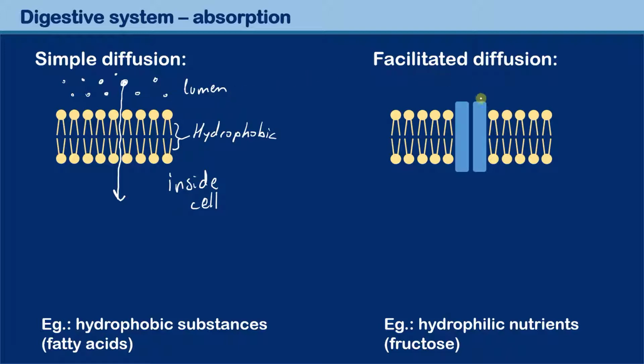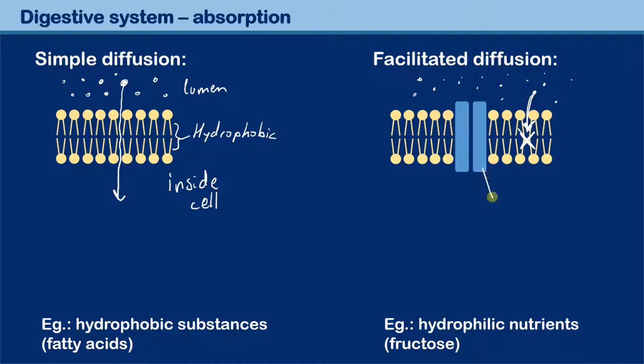More interesting is this facilitated diffusion. It is still diffusion, therefore you still need a concentration gradient over here. I'm not going to label lumen now and the inside of the cell. It's the same. So we have over here now a high concentration gradient, but now the issue is that these molecules are hydrophilic. They're water soluble, and therefore they don't want to go through here. They can't, because the inside here is hydrophobic and the food molecules are hydrophilic.